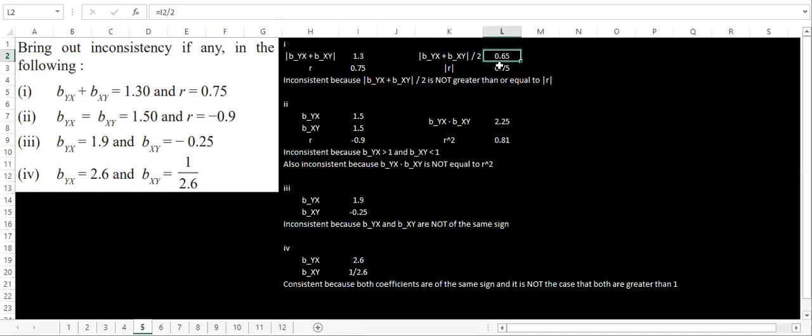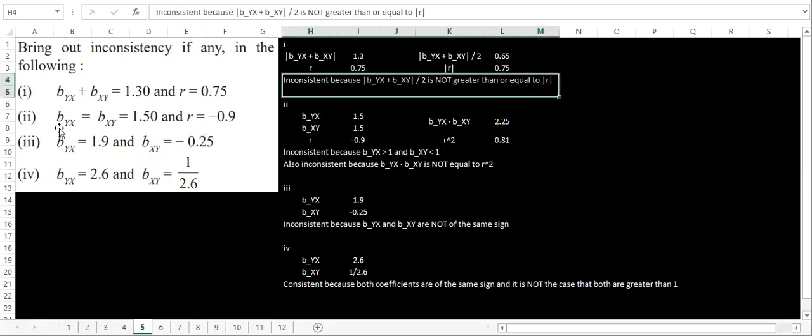And we know from the AM-GM inequality that the arithmetic mean, that is this value, should be greater than or equal to the geometric mean. Now, mod R was the geometric mean. So the geometric mean is 0.75, but the arithmetic mean is 0.65. That's the inconsistency here. Arithmetic mean cannot be less than the geometric mean. It always has to be greater than or equal to the geometric mean. That's the inconsistency here.